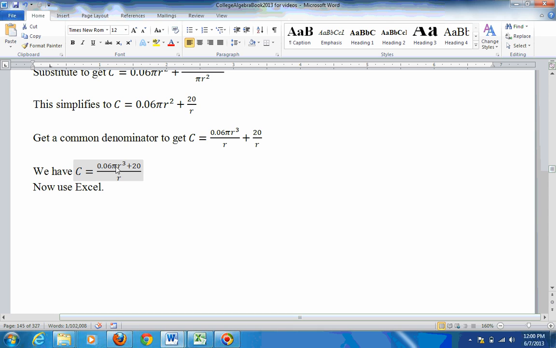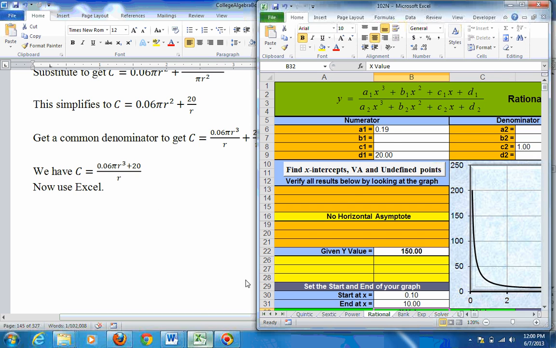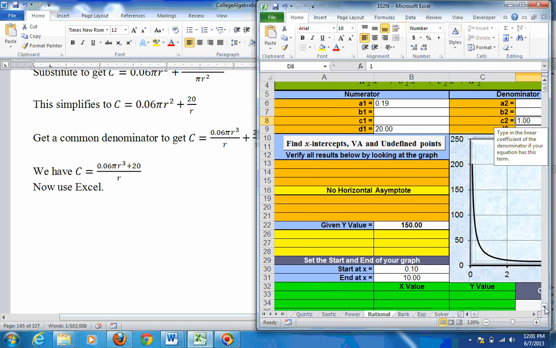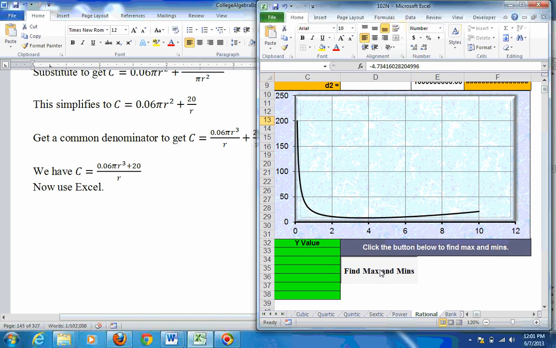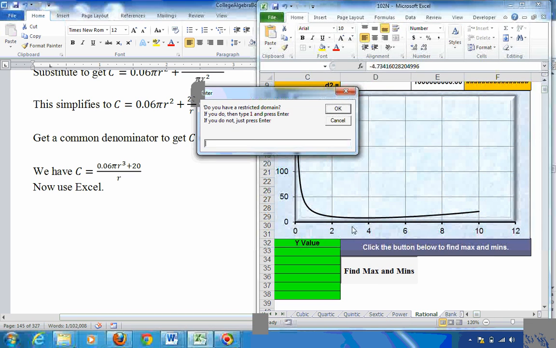So my first coefficient is going to be 0.06 pi. Going to the rational sheet, right here I typed in equals 0.06 times pi, open parentheses, close parentheses, because that's my coefficient for my cubic term. And then I have a 20 for my constant, and on the denominator I just have a 1 right here because I have one r in the bottom. And then all we're looking for is max-min type of things. So go down here where we can search for max mins, click on this, and it says, do you have a restricted domain? Say yes.